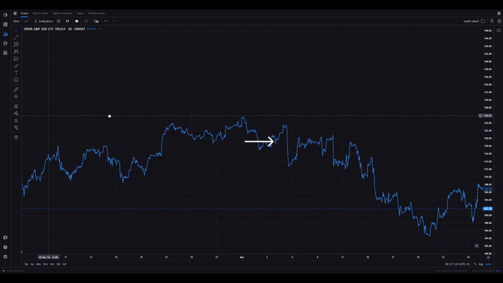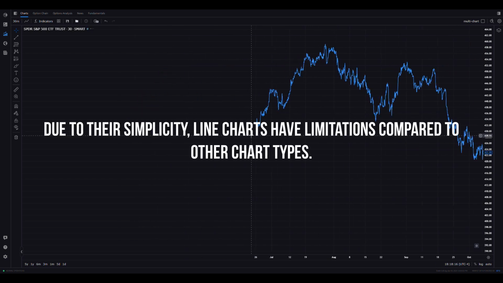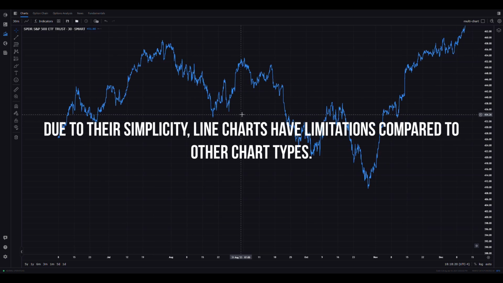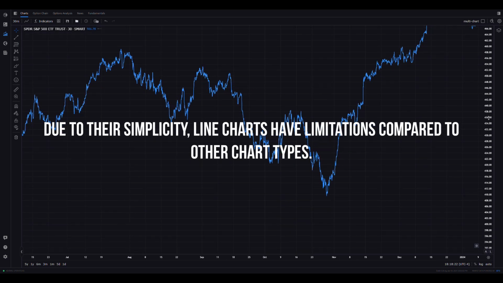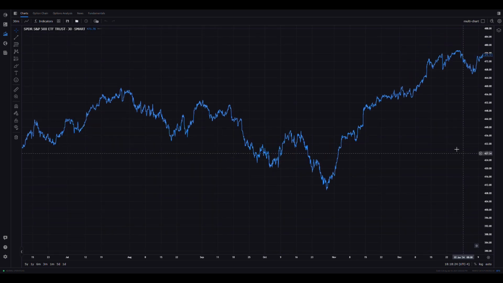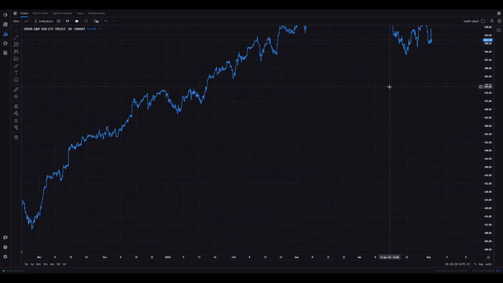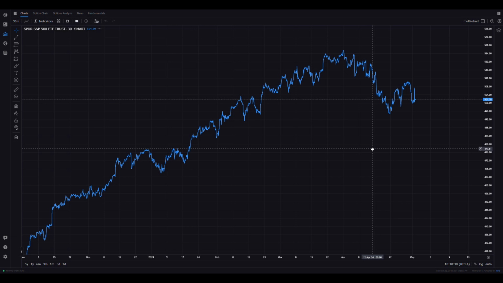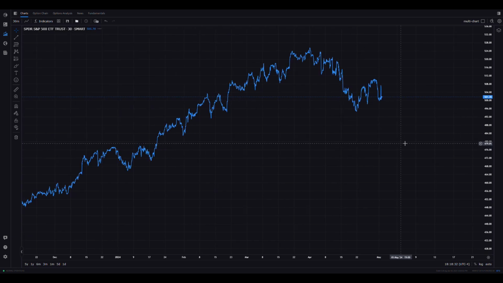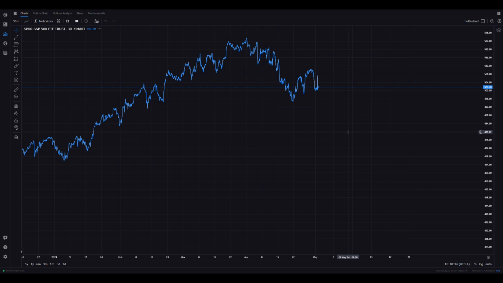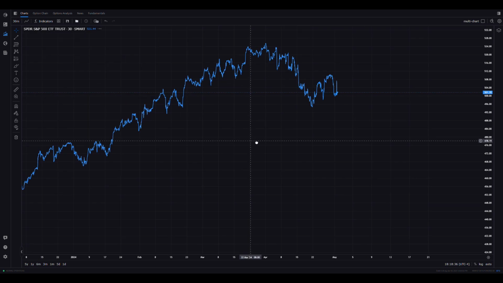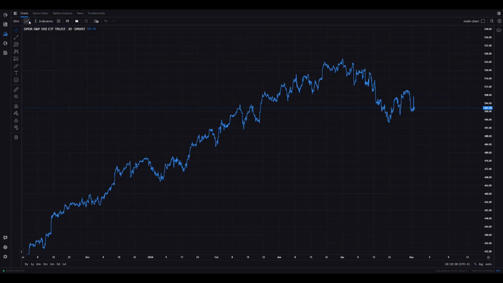While line charts offer simplicity and clarity, they have limitations compared to more advanced chart types such as candlestick charts or bar charts. Line charts do not provide information about the intraday price range, opening prices, or highs/lows during the trading session. As a result, line charts may not capture all the nuances of price movements, especially for traders who require more detailed information for their analysis.